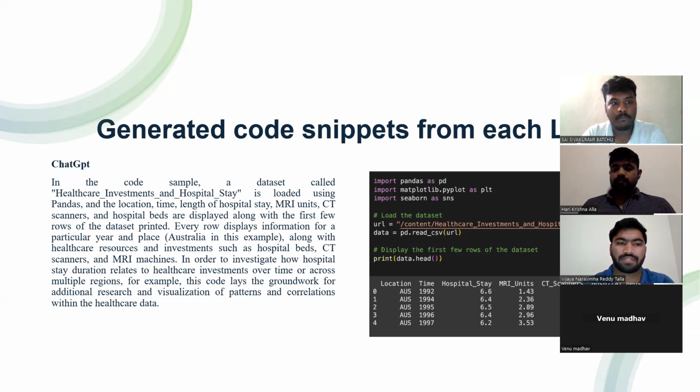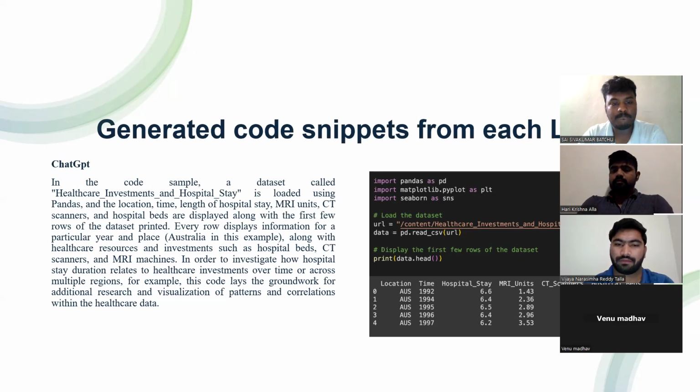Coming to ChatGPT, in this code sample, here we insert the dataset in as a .csv file. It contains the attributes like location, time, hospital stay, MRI units, CT scanners, and hospital beds. With this data, every row displays information for a particular year and place.